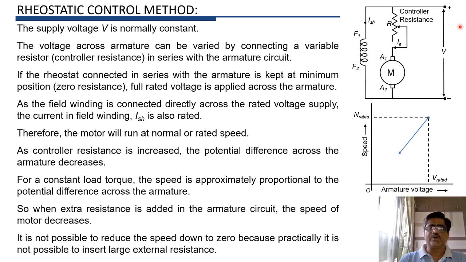Now in this case, you have to note that we cannot reduce the speed down to 0, because in that case the value of controller resistance will be very large, and practically it is not possible to connect such a large resistance in series with armature. Therefore we can obtain the speeds below normal speed but not up to 0 speed with the help of this rheostatic control method.